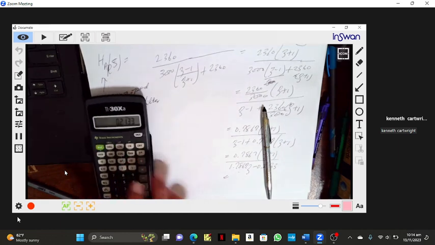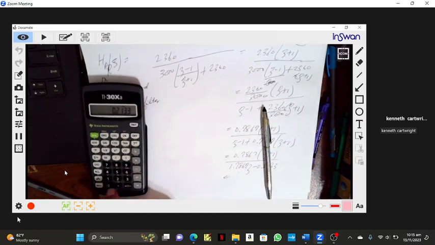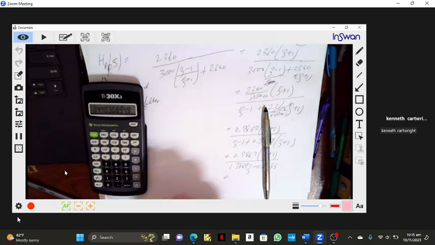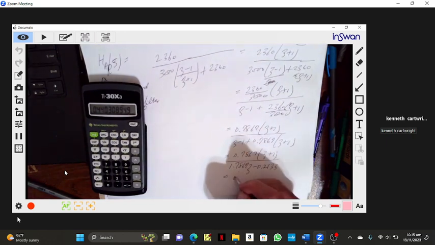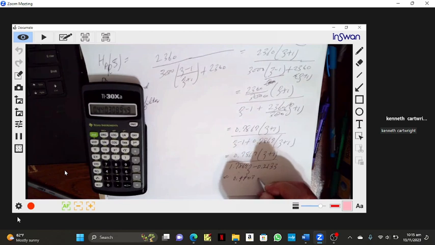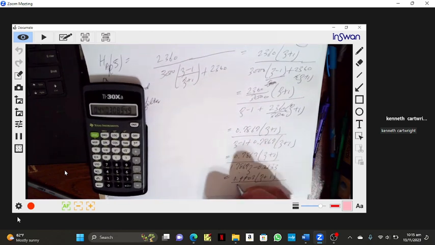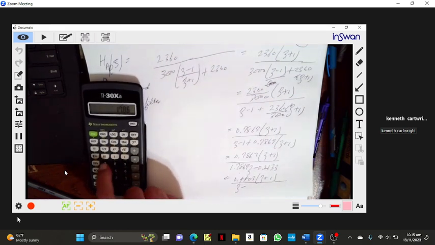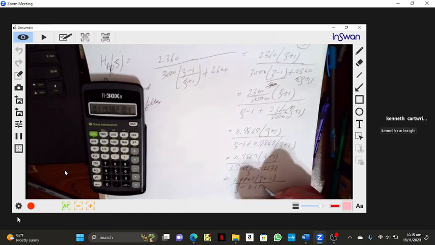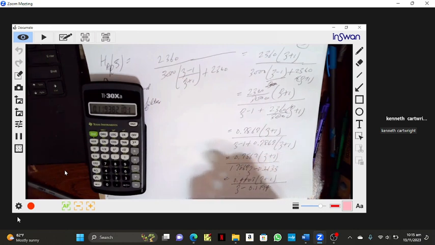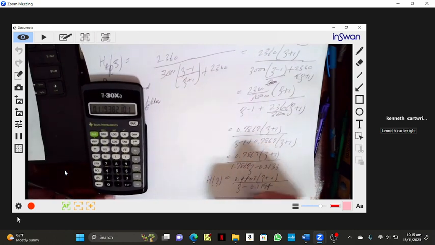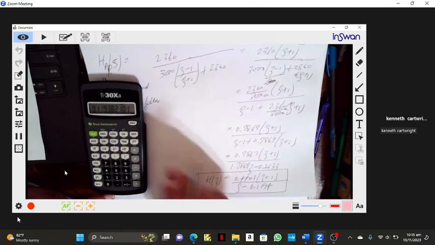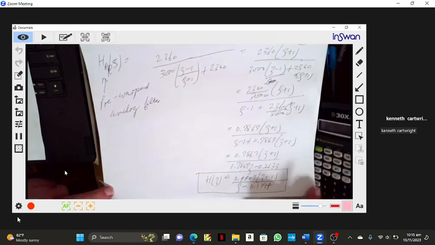So 0.7867 divided by 1.7867 is 0.4403, times z plus 1, over z minus 0.2133 divided by 1.7867, which is 0.1194. This is our designed digital filter.